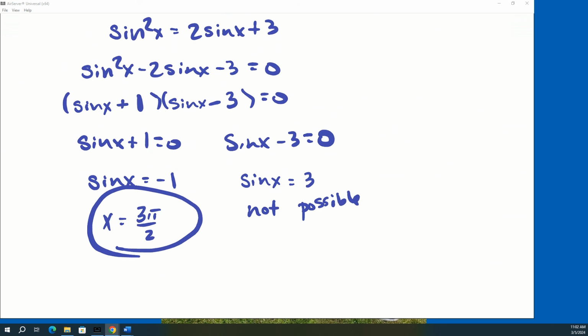So the largest value your sine and your cosine can both be is 1. It can never be bigger than 1. They can never be less than -1. All right. What questions do you guys have?